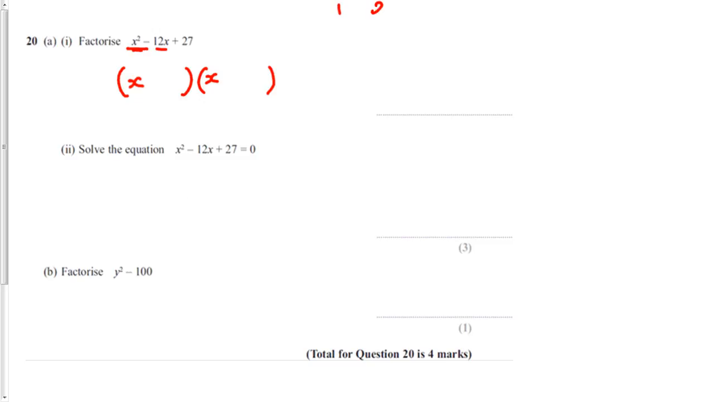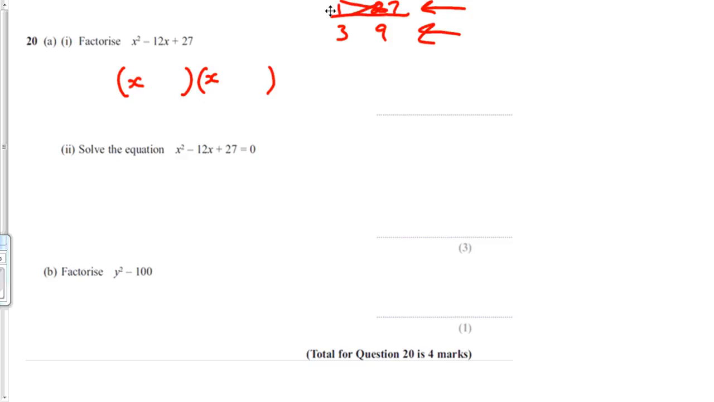So you've got 1 times 27, 2 doesn't go into 27, so 3 times 9. 4 doesn't go into 27, neither does 5, 6, 7 or 8. The next number after that is 9, which we've already got. So now, which one do we use? Do we use 3 and 9, or do we use 1 and 27, to make this bit in the middle, which is minus 12?